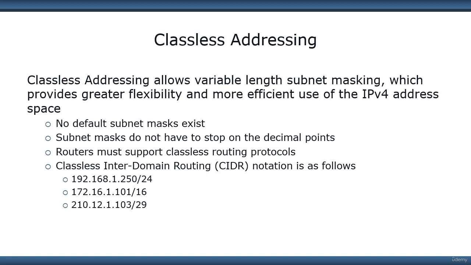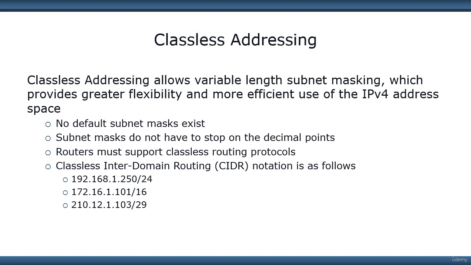I mean, technically, if a subnet mask stops on the decimal point, it's either 8-bit, 16-bit, or 24-bit, right? Either just the first octet, the first two, or the first three. With classless, they don't have to, it can be any of those plus more. And we also see it written in a different way. Classless interdomain routing, or CIDR notation, writes the address and then a slash and a number.